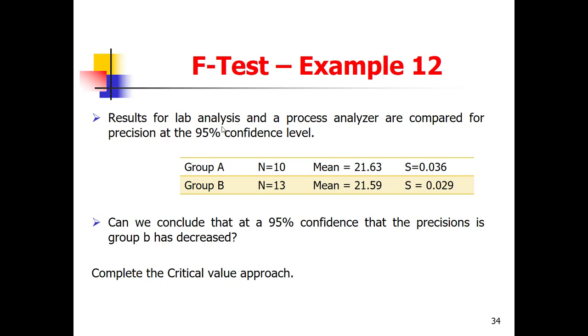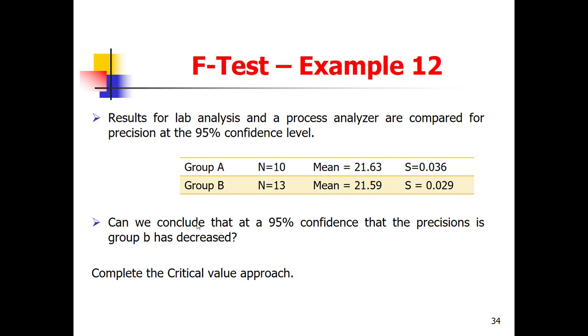The results from the lab analysis and a process analyzer are compared for precision. The confidence level is 90%. So confidence is 1 minus alpha, alpha is 5. So we have two groups of data. The first group has 10 data, the mean is 2163, the standard deviation 0.036. And the second group we have 13 data, the mean and standard deviation.